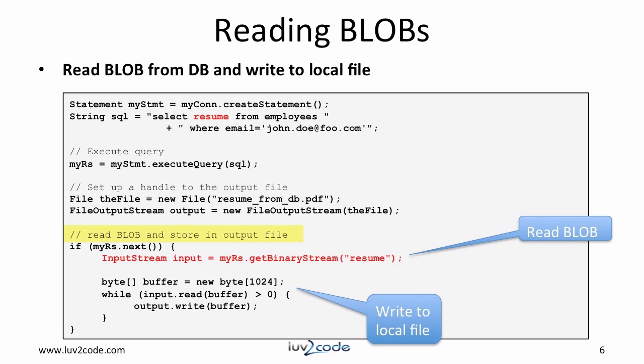Then I'll process the result set, so I'll basically move to the next row, and I'll grab an input stream on that column, resume. So I'll say myrs.getBinaryStream on resume. So that's a handle to that blob column. Then I'll basically take it, and now this is normal Java file I/O. I'll just set up a buffer. I'll read in those binary bytes with a buffer size of 1024, and then I'll write it to the output file. So that handle to the output is a handle to the actual output file, resumefromdb.pdf. And I'll keep doing that while I read all the buffer streams, and eventually I'll have the file complete.